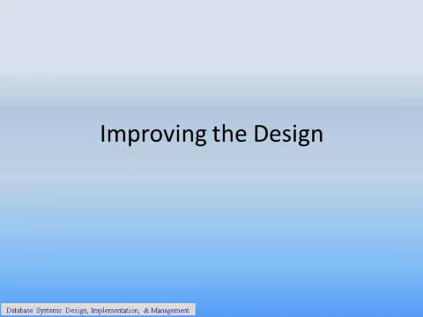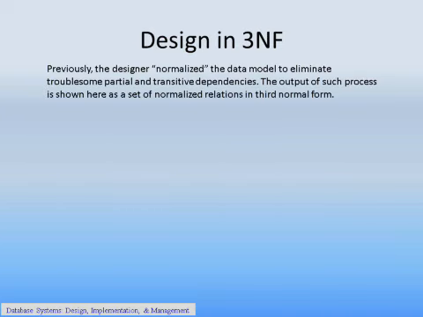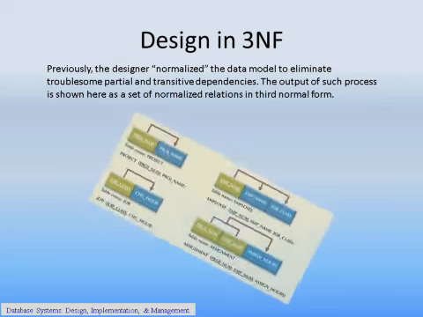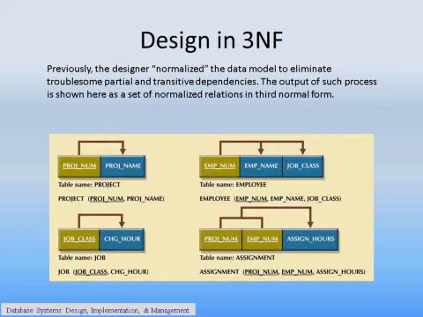In this presentation, we will discuss how to improve the design of database tables after the normalization process. Previously, the database designer normalized the data model to eliminate troublesome partial and transitive dependencies. The output of such a process is shown here as a set of normalized relations in third normal form.